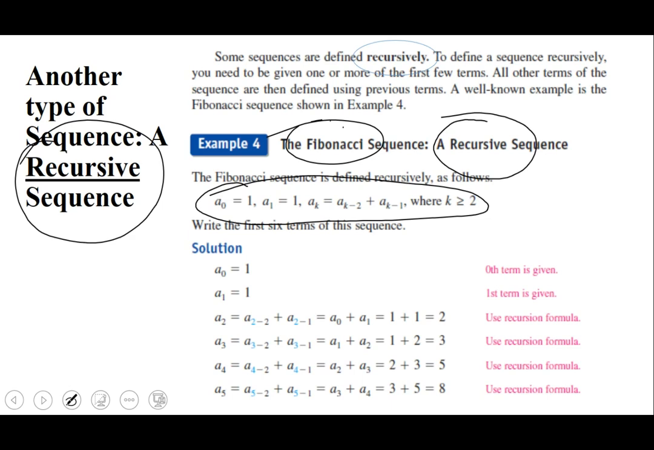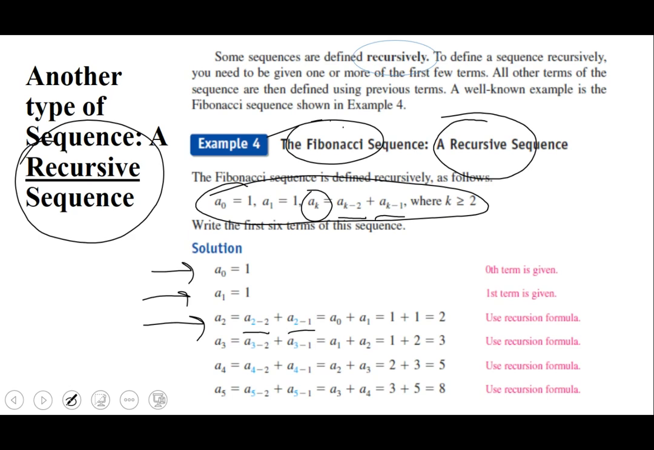So they're telling you that the 0th term is 1, and that the first term is 1. And then they're telling you to find any other term in the sequence, which we're going to call a sub k, you have to add a sub k minus 2, which means the term 2 spots behind it, plus a sub k minus 1, the term 1 spot behind it. So if the 0th term is 1 and the first term is 1, if you want to find the second term, you would add together the term that's 2 spots behind it plus the term that's 1 spot behind it.